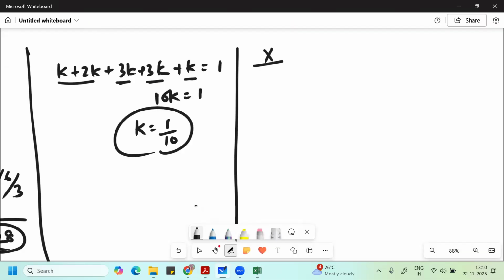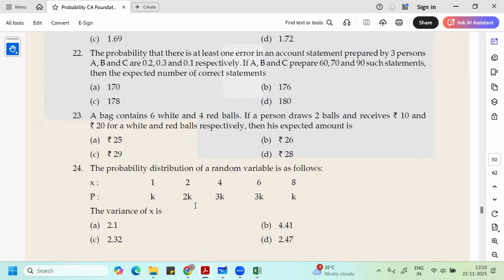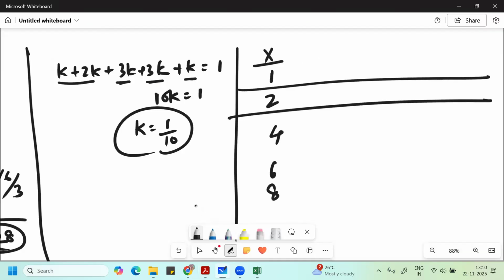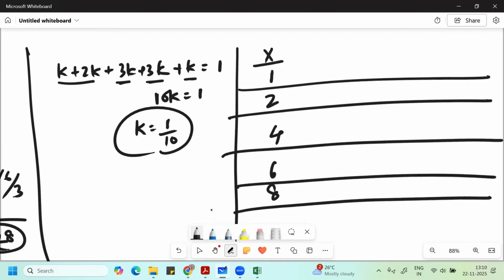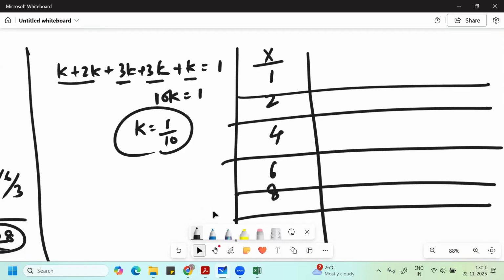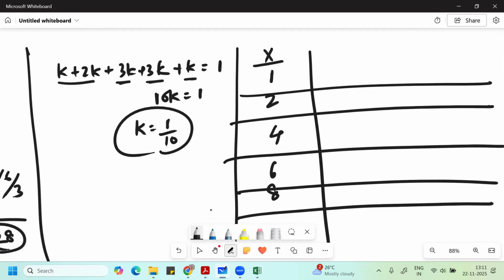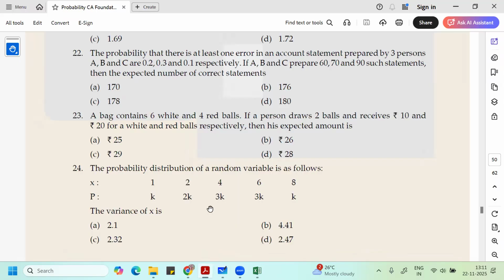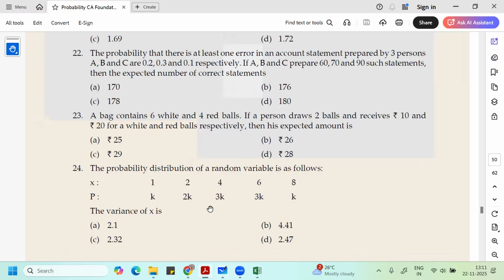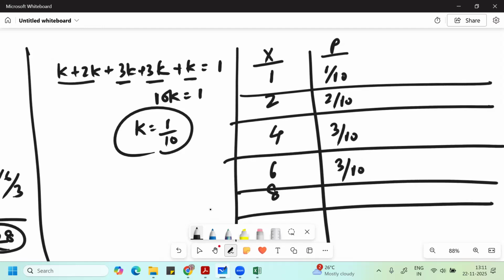The x values are 1, 2, 4, 6, 8, and the probabilities are 1 by 10, 2 by 10, 3 by 10, 3 by 10, and 1 by 10.